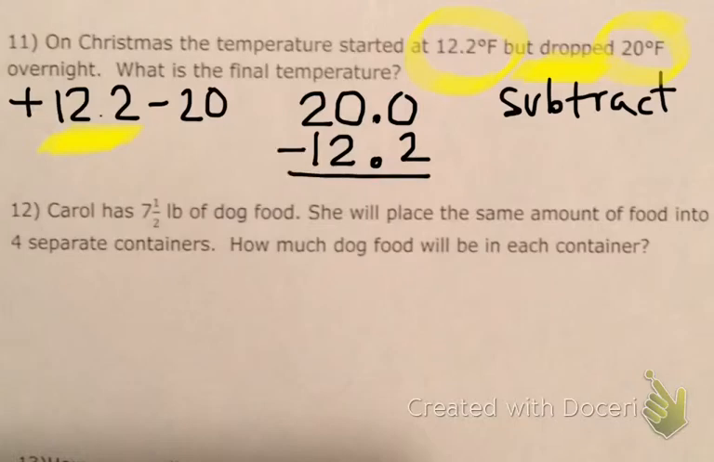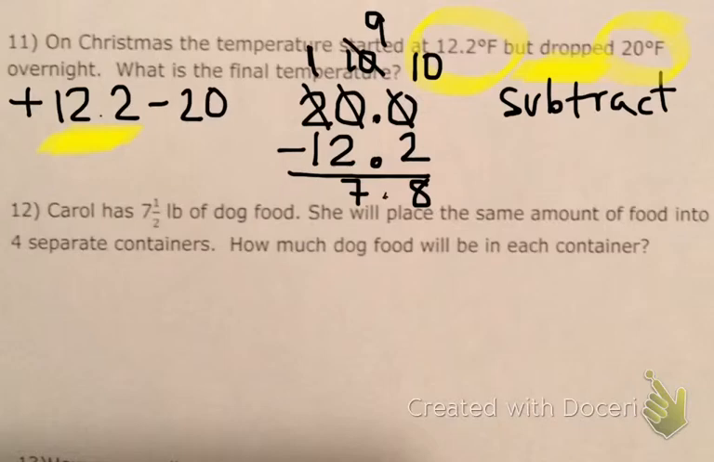Okay, so I'm going to subtract. I can't take 2 away from 0, so I have to borrow. That becomes a 1. That becomes a 10. Again, I have to borrow. That becomes a 9. That becomes a 10. 10 minus 2 is 8. 9 minus 2 is 7. 1 minus 1 is 0. I don't need to put the 0 in the front. And then just bring that decimal down.